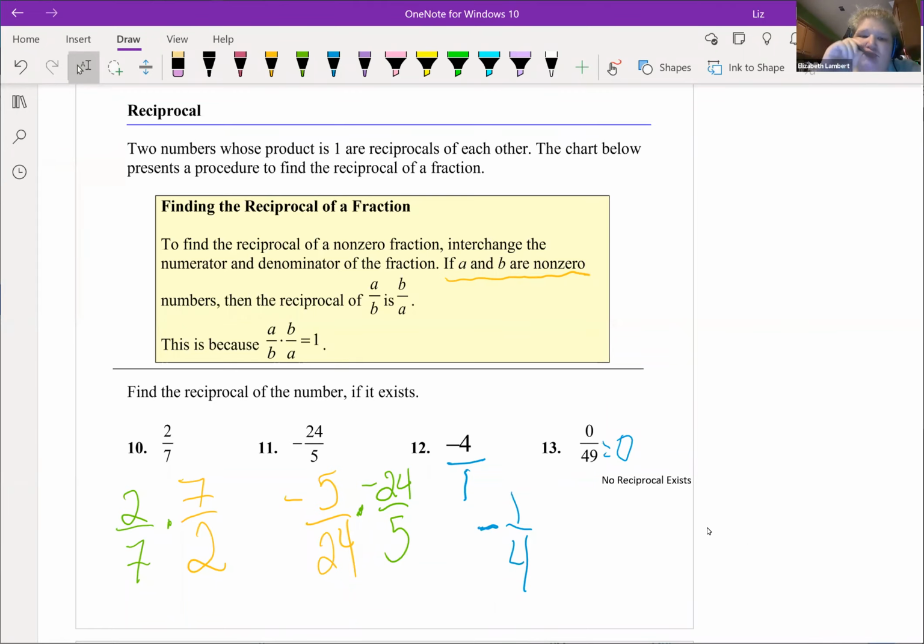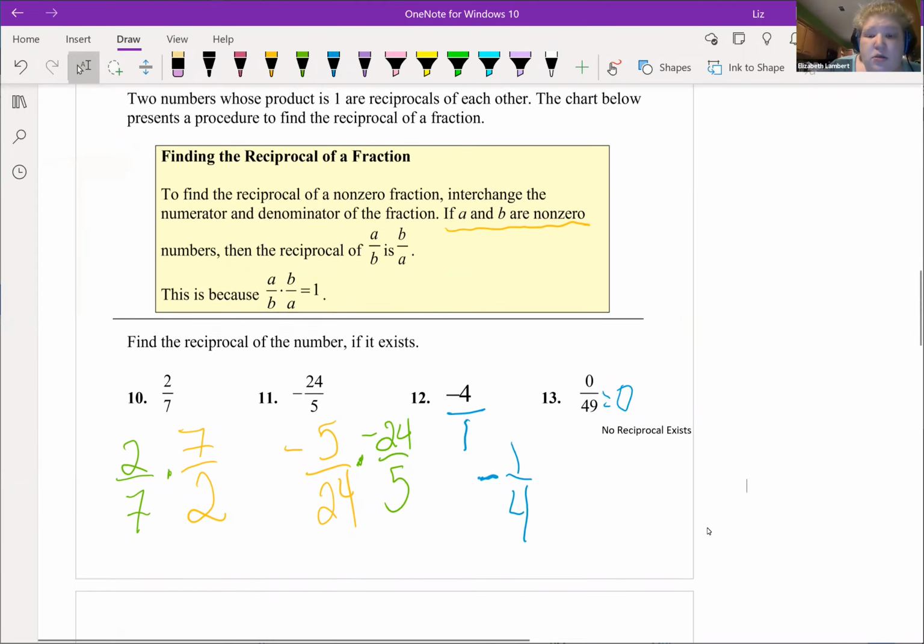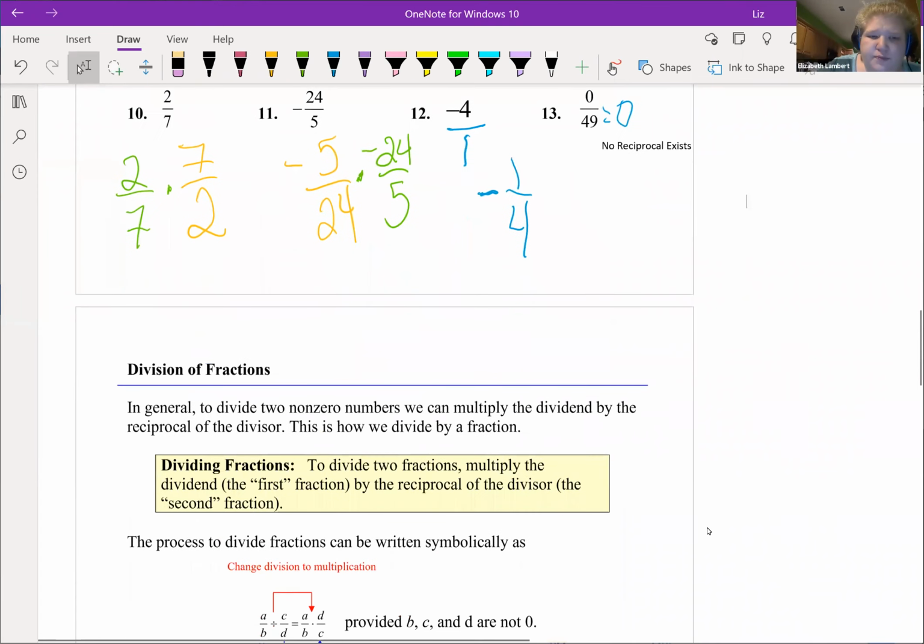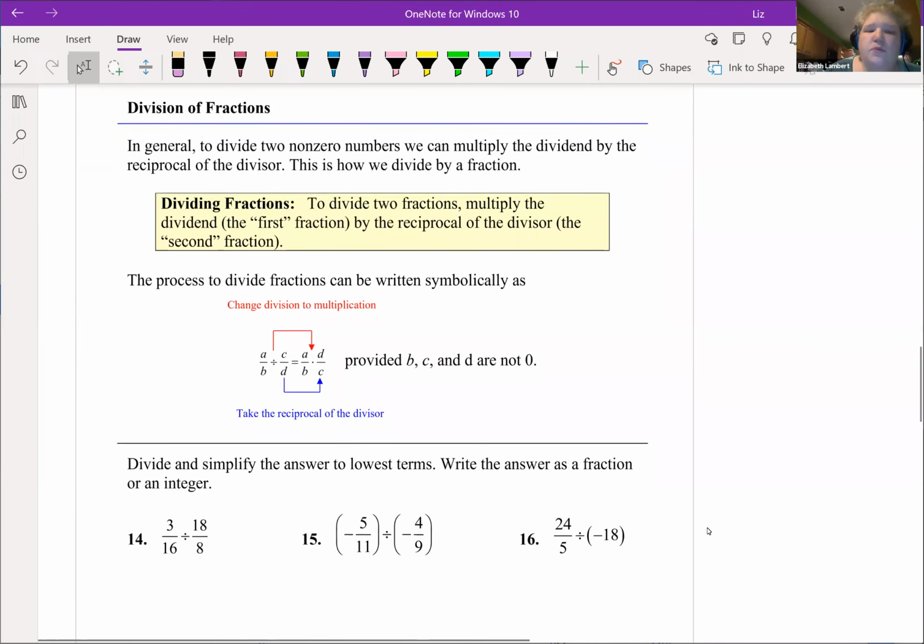So when we are doing division, in general, to divide two non-zero numbers, we can multiply the dividend by the reciprocal of the divisor. This is how we divide a fraction. Way too many D's in that sentence.